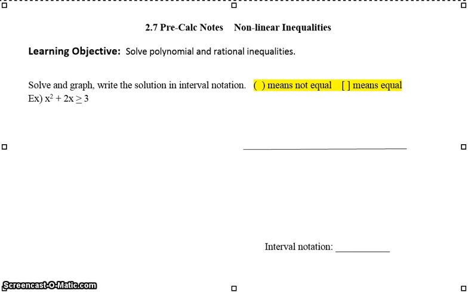This video is going to cover part 1 of Pre-Calc Notes 2.7. The topic in this section is solving polynomial and rational inequalities as opposed to equations.